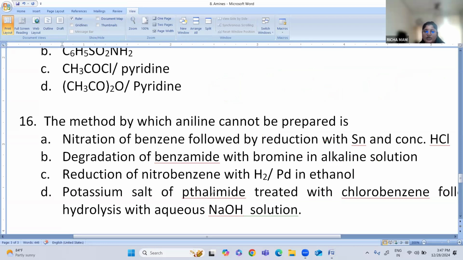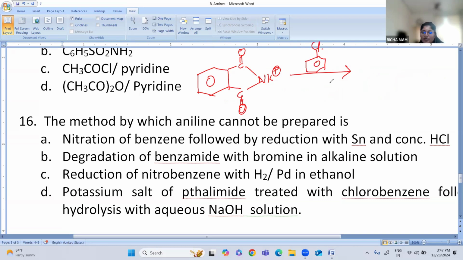Last method, potassium salt of phthalimide: C double bond O, C double bond O, N and K plus. So this is potassium salt of phthalimide. If I treat it with chlorobenzene, followed by hydrolysis with NaOH, what am I going to get here?